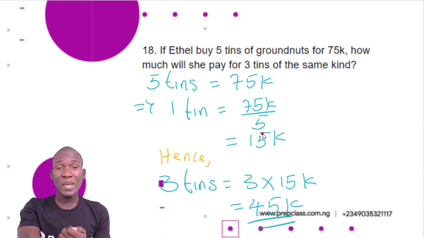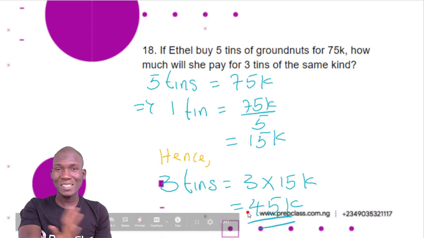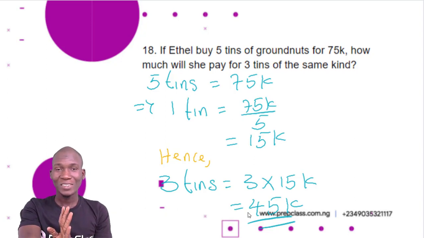Now, how much are we going to spend when we want to buy 3 tins of the same groundnut? So we have 3 tins equals 3 multiplied by the cost of 1. So that is 3 multiplied by 15 kobo, and that is giving us 45 kobo. Mathematics is sweet, simple, right?